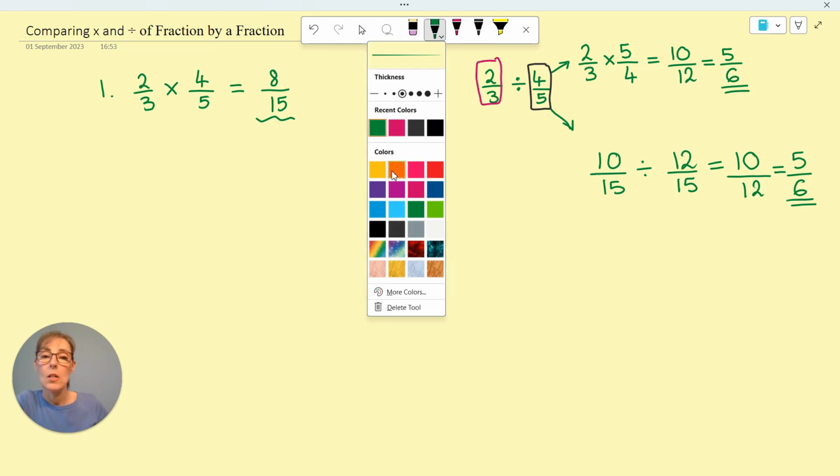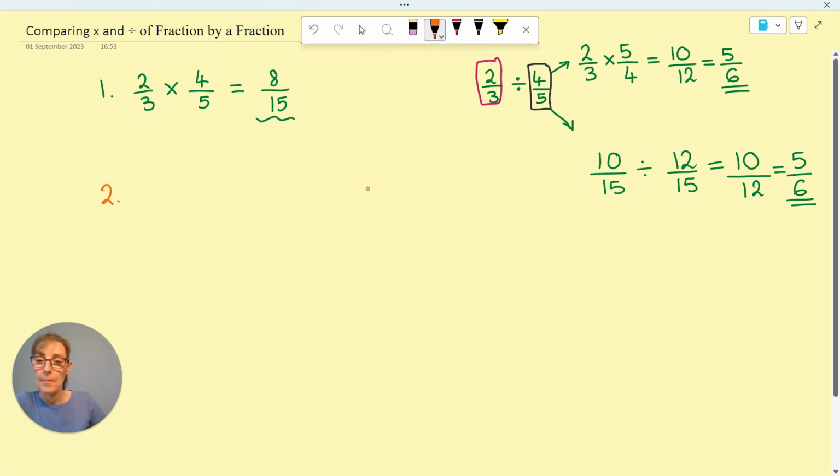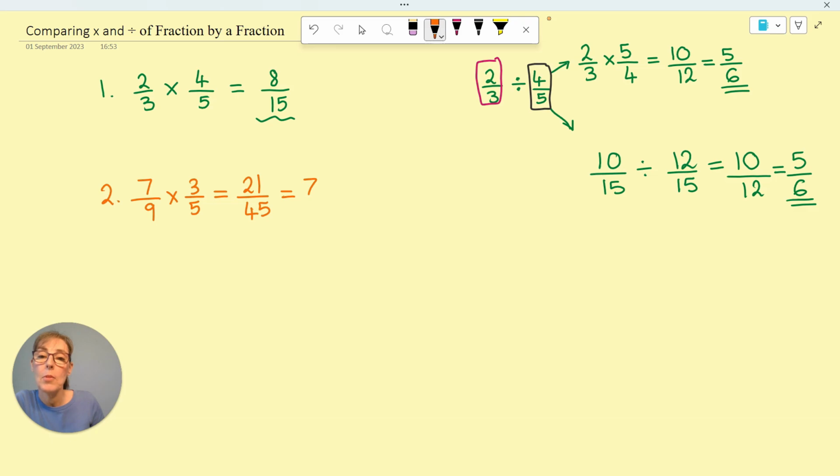Let us look at number 2. So number 2, 7/9 multiplied by 3/5. Okay, 7 times 3 is 21. 9 times 5 is 45. I know they're both multiples of 3, so I'm going to divide the top and bottom by 3. 21 divided by 3 is 7, and 45 divided by 3 is 15.